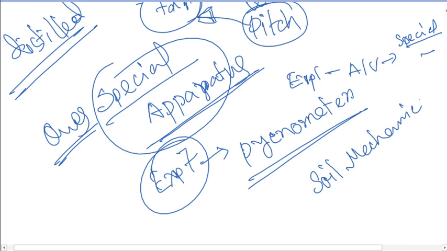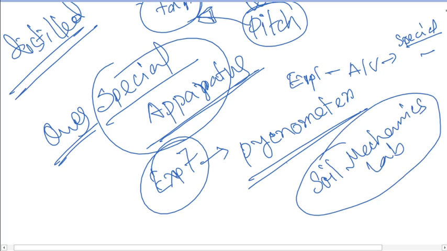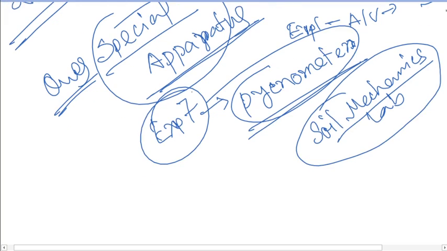So if you are acquainted with this lab, you might be acquainted with this pycnometer by this time. If you are not, whenever you conduct tests regarding soil mechanics, you will also become acquainted with this pycnometer. This pycnometer is actually used for the determination of specific gravity of anything. In this case we will be using it for the determination of specific gravity of semi-solid bituminous materials.